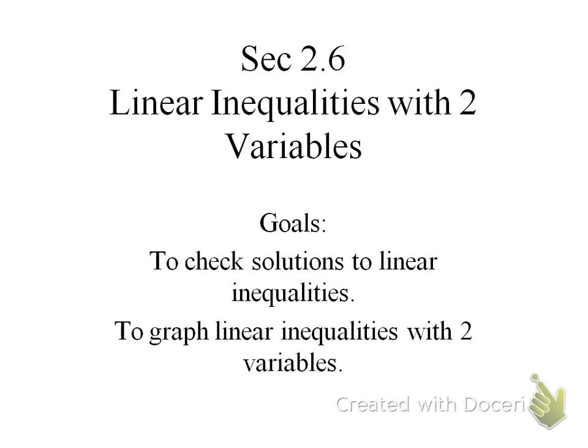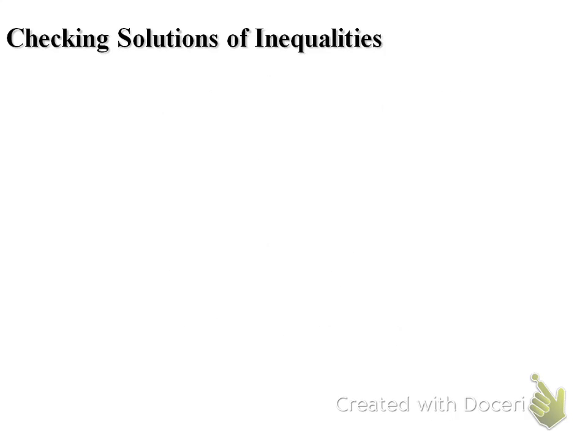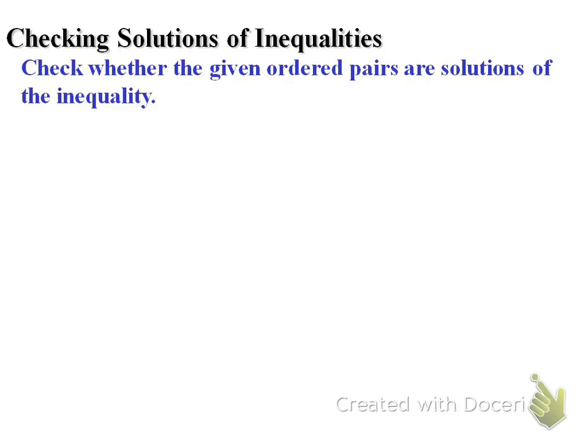Here's our section number for today. We are doing section 2.6. It's all about linear inequalities with 2 variables. So before we actually start graphing these, we're just going to talk about checking solutions for inequalities. So here's our first example.